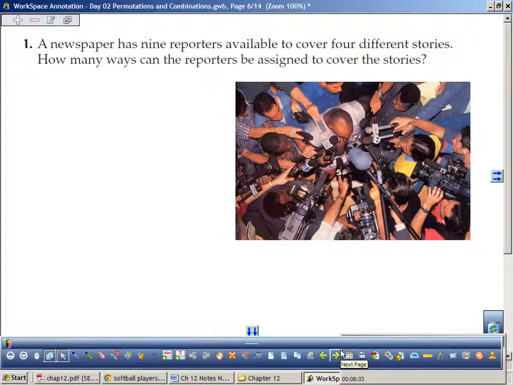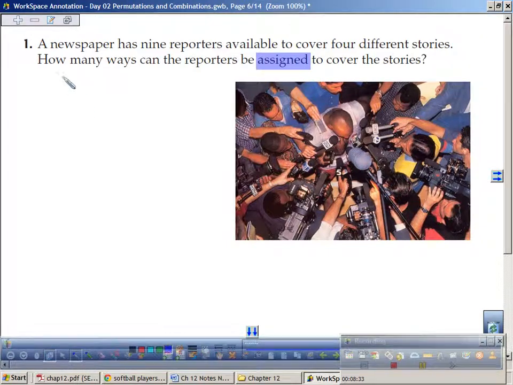So let's get started. A newspaper has 9 reporters available to cover 4 different stories. How many ways can the reporters be assigned to cover the stories? So keyword here to me would be assigned. This is a permutation. So let's see, I've got 9 reporters and we're picking 4. So I would say that would be a 9 permutation 4, or it can be written permutation 9 pick 4.